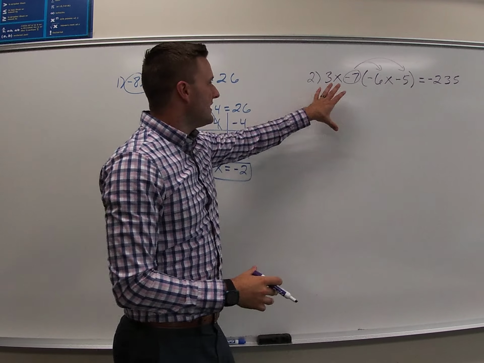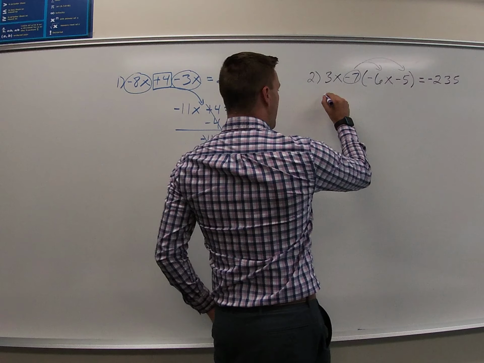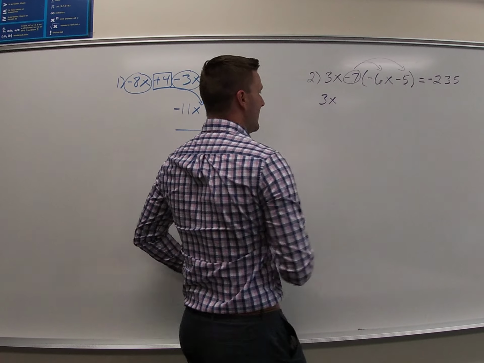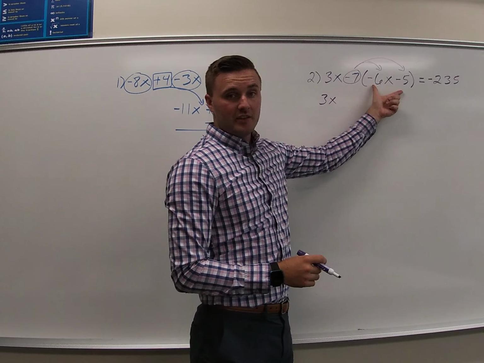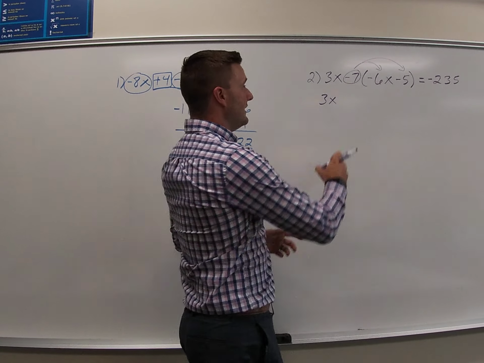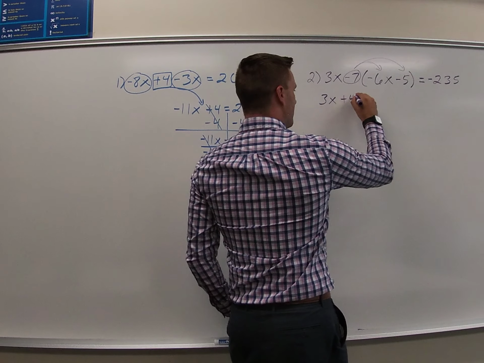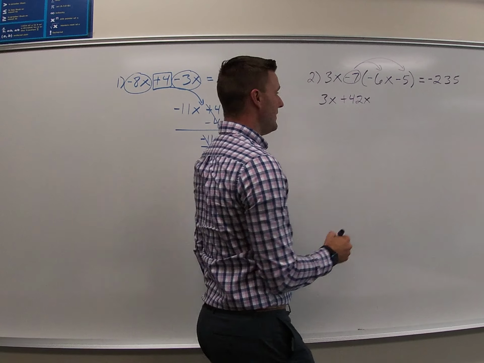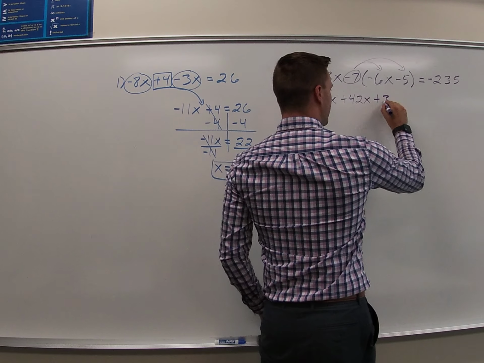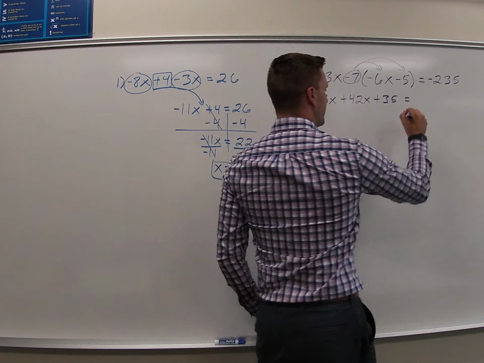So you might say, what do I do with this 3x? We don't do anything with it yet. We're just going to bring this down. So 3x is going to come straight down, and then I'm going to distribute or multiply to each term on the inside of the parentheses. So negative 7 times a negative 6x gives me a positive 42x. And then a negative 7 times a negative 5 gives me a positive 35. And then equals a negative 235.